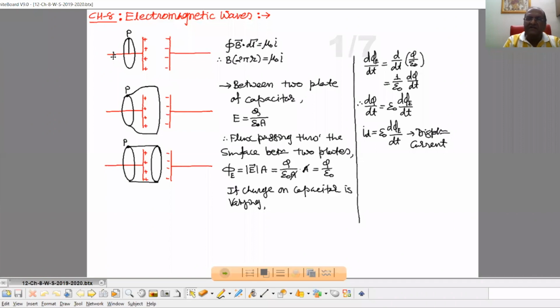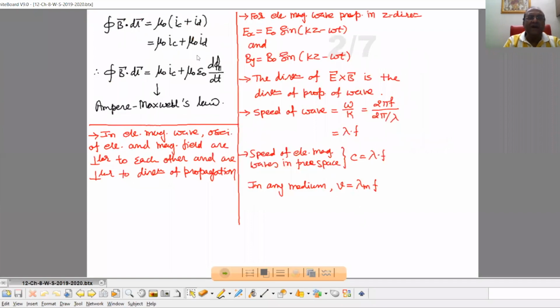So when the conduction current is there in the wire, at that time the displacement current is not there. And between the two plates of the capacitor, where there is the displacement current, there is no conduction current. Okay. So the net current he represented by conduction current plus displacement current. So one can write mu 0 into IC plus mu 0 into ID. So integration B dot dl, that is mu 0 IC plus mu 0 epsilon 0 d phi by dt. And this particular equation is called Ampere-Maxwell's law.